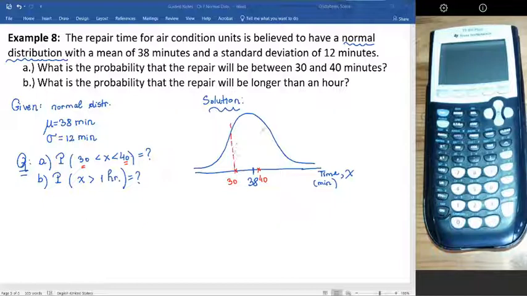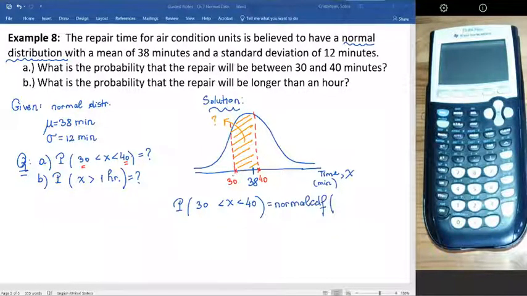And now I know I have to find this area because that will answer the question related to probability that the repair time is between these two values. So I'm looking for this area. In order to find the area or the probability, I know I'll have to use normal CDF on the calculator. So I will simply say probability that X, so this is an X, is not a Z anymore, keep that in mind, is between 30 and 40 equals normal CDF. And let's just look at the lower and upper bound. Here is one lower, and here is the other one, which is upper.